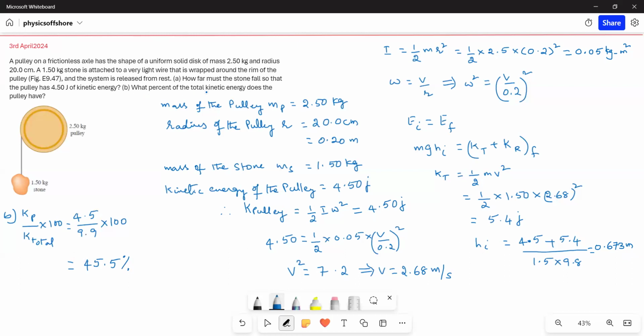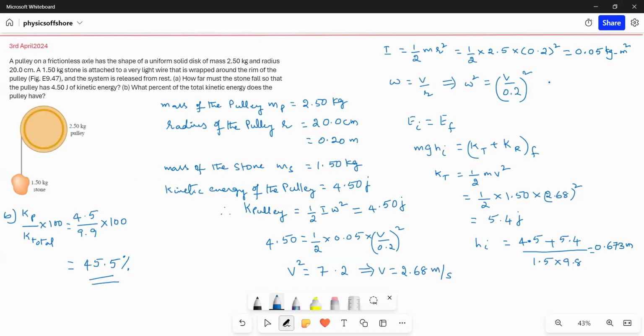Second part. What percent of the total kinetic energy does the pulley have? So we have to calculate the percentage. Pulley kinetic energy is 4.5 and total is 4.5 plus 5.4, which is equal to 9.9. Here the 4.5 is given in the problem itself, and we found the translational kinetic energy of the stone as 5.4. The total is 9.9. So 4.5 over 9.9 is equal to 0.455. And then percentage wise, it is 45.5. This is the answer for this one.